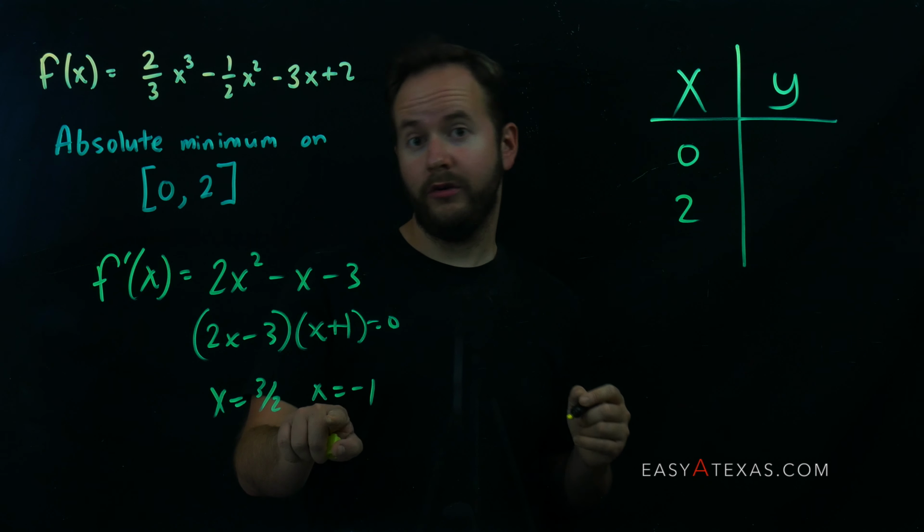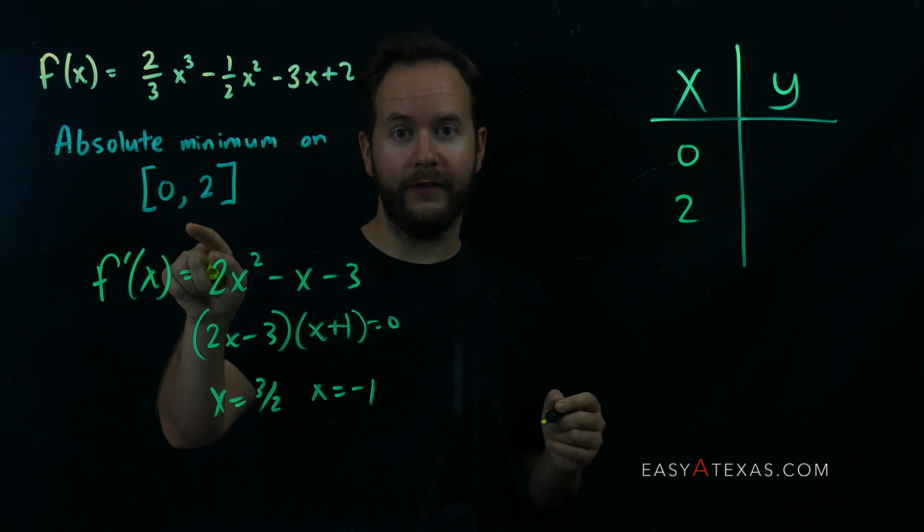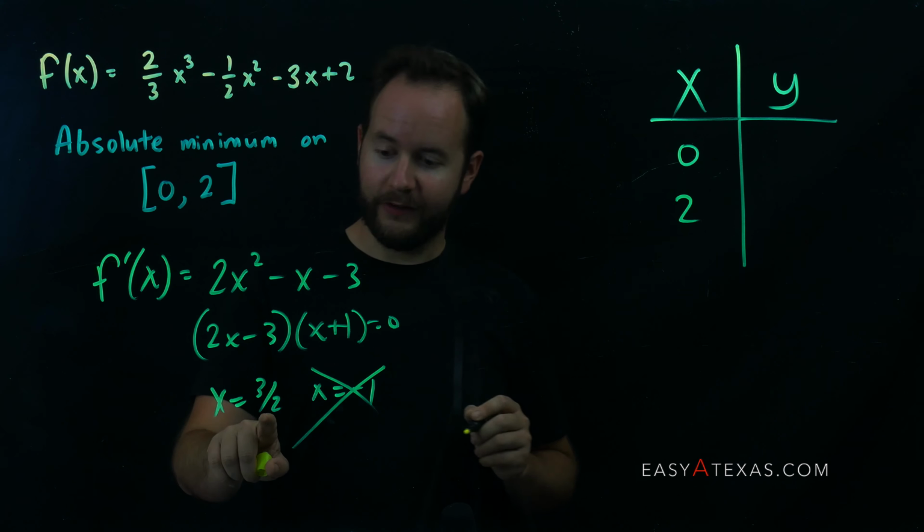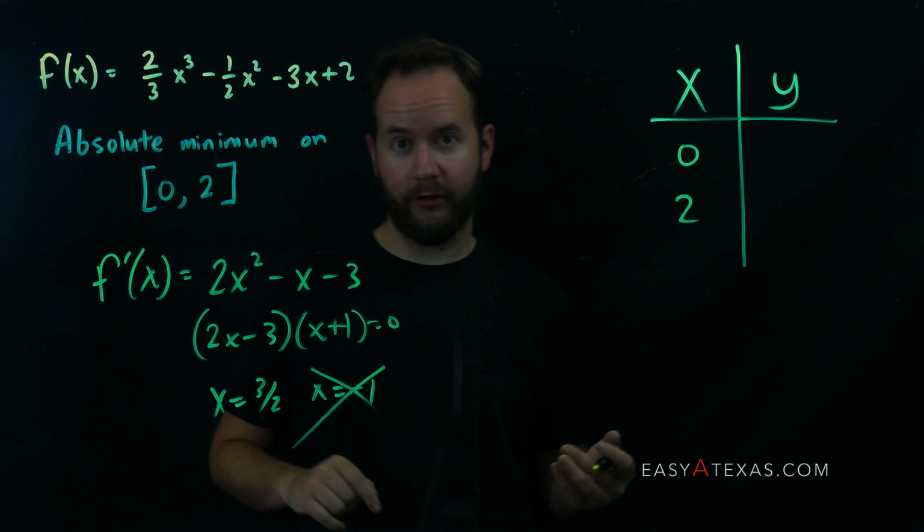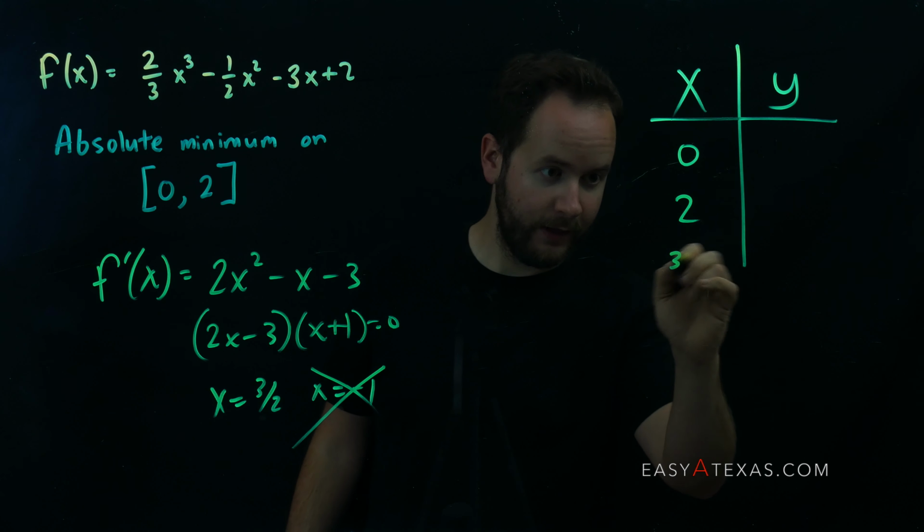Now we aren't going to use x equals negative 1 because it doesn't fall in the interval, so we're going to cross this guy off. But x equals 3 halves, which is 1.5, does fall in the interval from 0 to 2, so we're going to throw that guy on our chart.